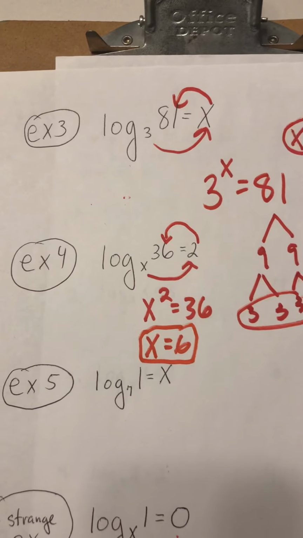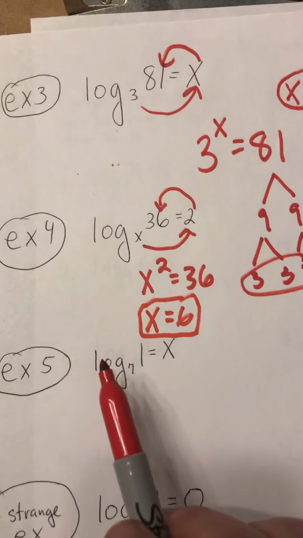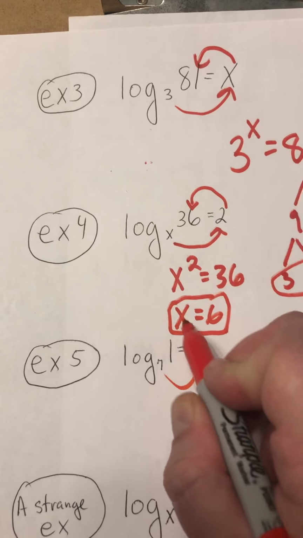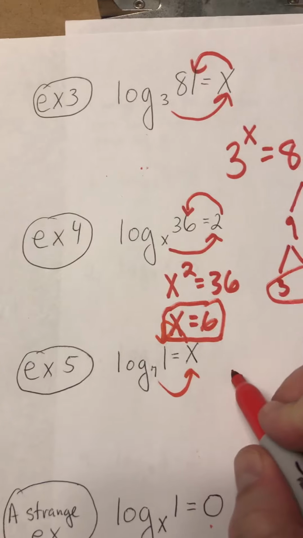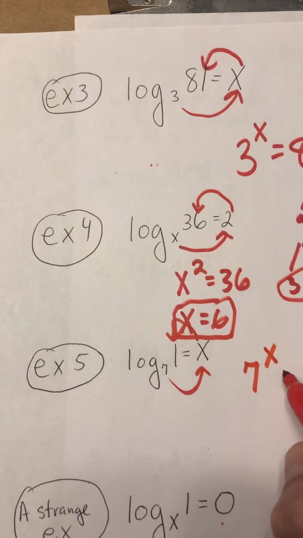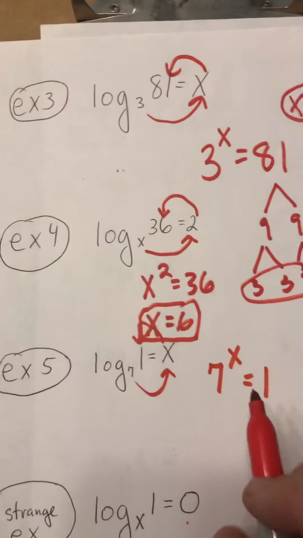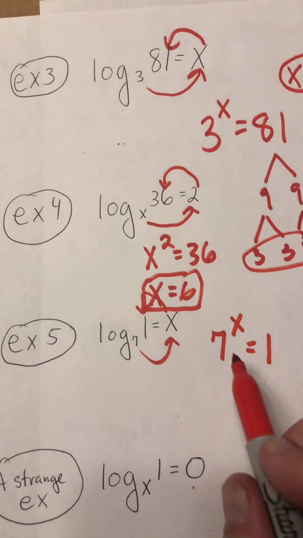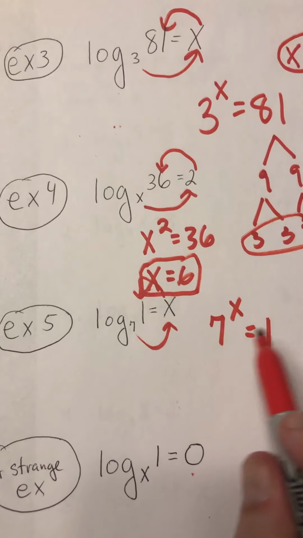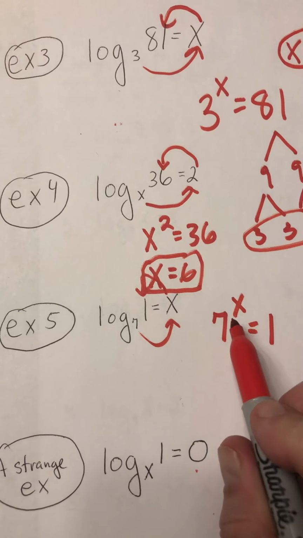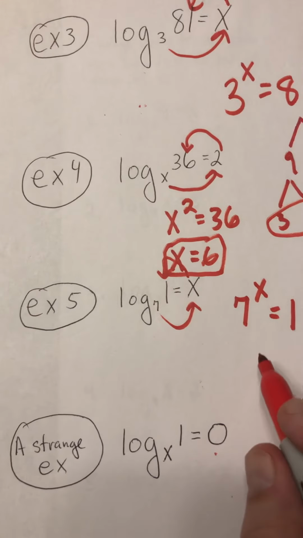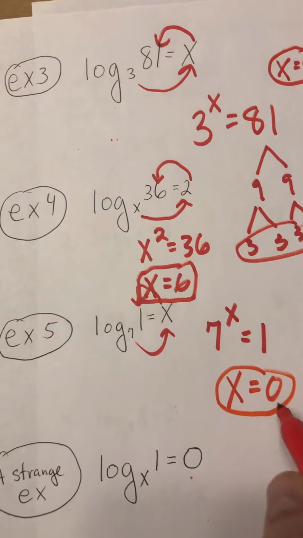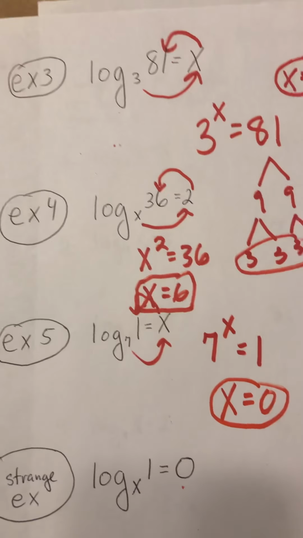And then let's take a look at number 5. This one says log base 7 of 1 equals x, so I would write that as 7 to the x equals 1. How can the 7 become a 1? Remember, this is a special case because these numbers are so different. Something to a power will always equal 1 when x would be 0. Anything to the 0 except for 0 is 1.